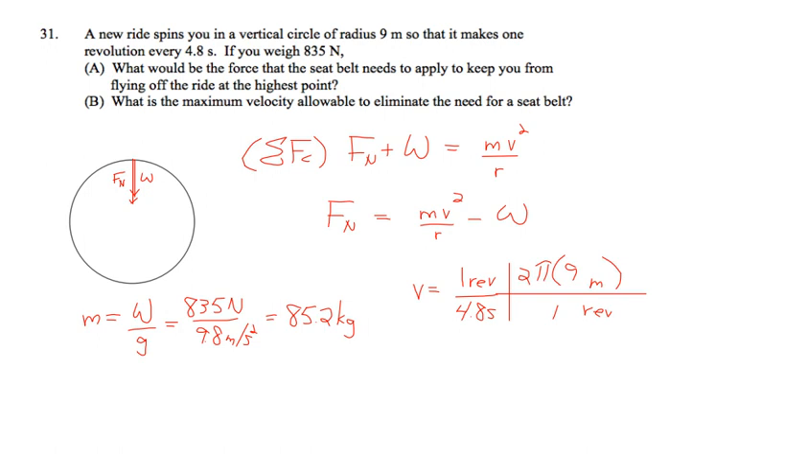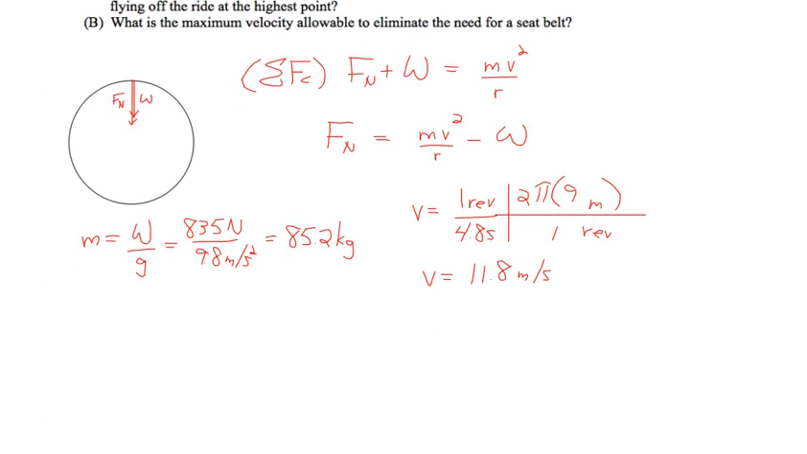So if you solve that, what do you get for the V? 11 point, what? 7? What's after the 7? 8, so 11.8. So 11.8 meters per second. So now I have everything. I just plug into the equation, and that's going to be my answer.